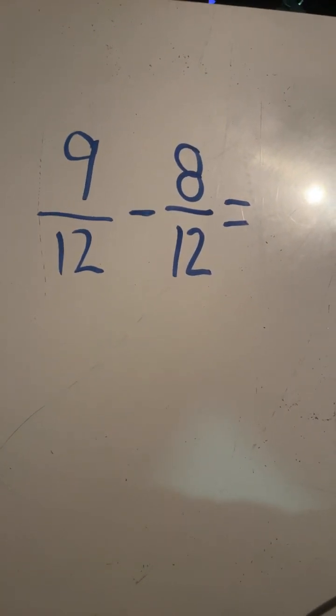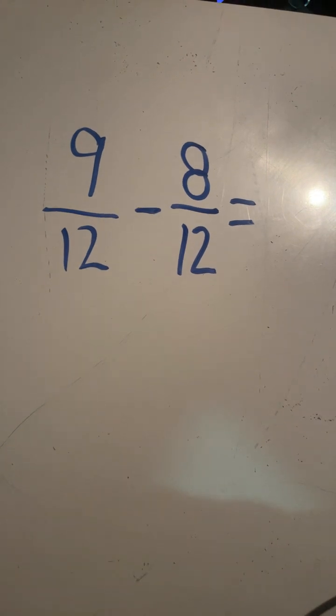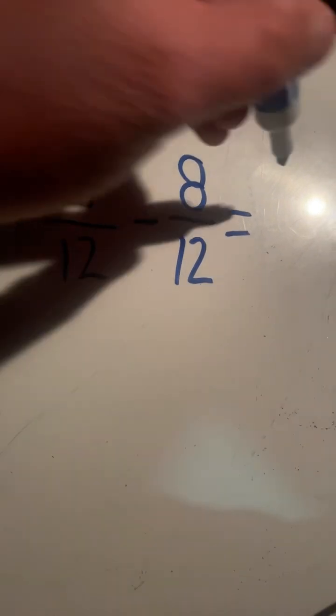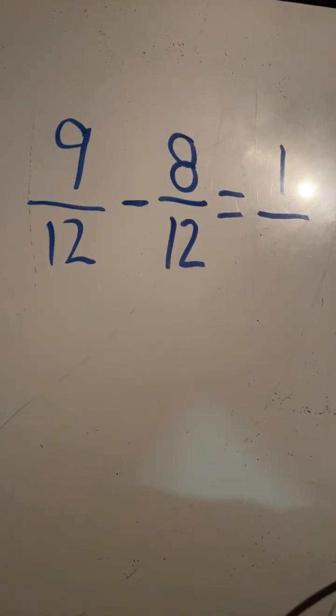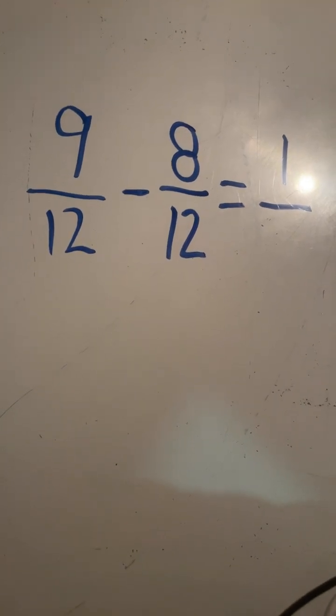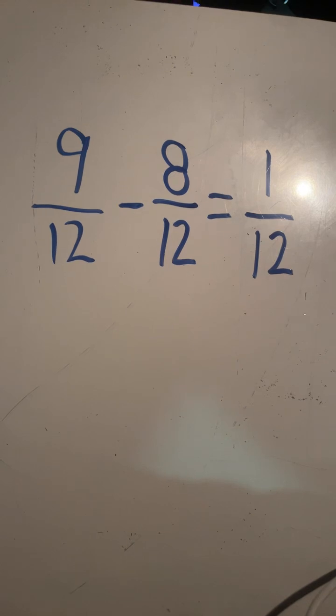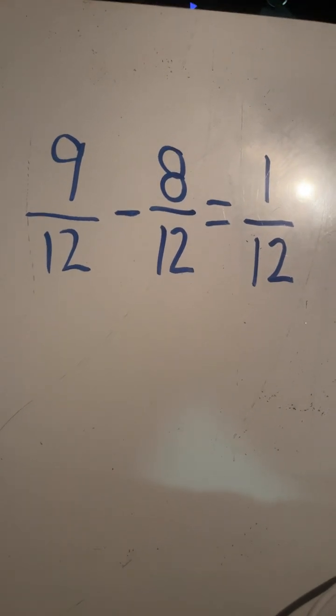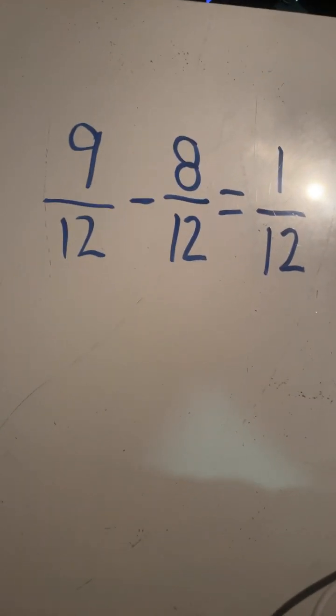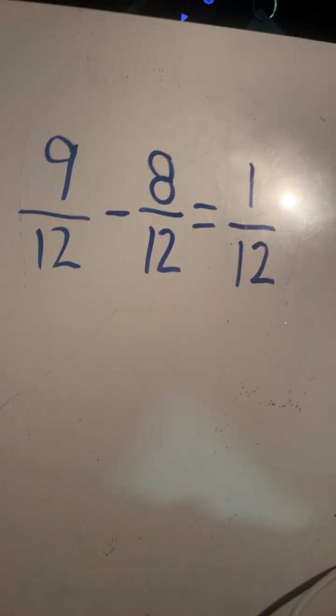9/12 minus 8/12. So 9 minus 8 equals 1. Since the denominator for both fractions is 12, we're going to keep that the same. And we have our final answer. 9/12 minus 8/12 equals 1/12. All right, moving on to example 5, the final example of the video.